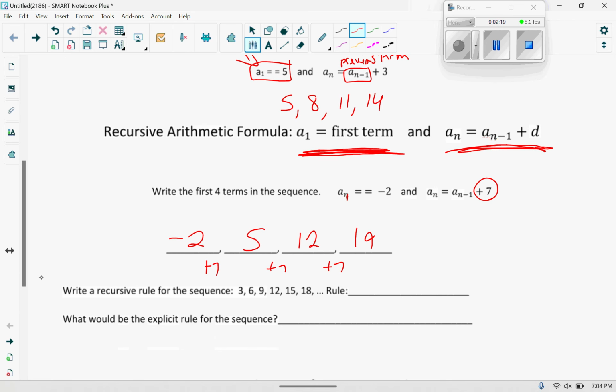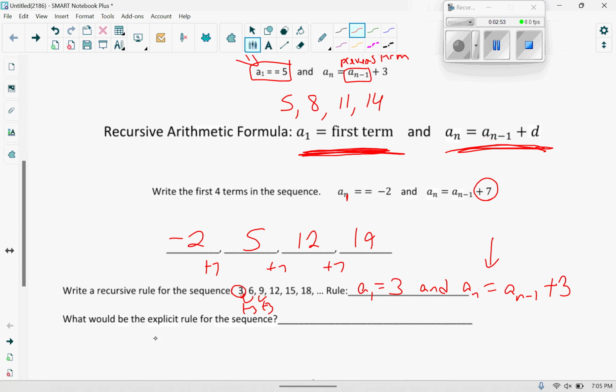Okay, write a recursive rule for the sequence. Let's go backwards. I'm going to say a sub 1 equals, and then I'm going to tell them what that first term is. So a sub 1 equals 3, and a sub n equals a sub n minus 1. Every single time it's going to look like that. And then you're going to have either plus or minus, and then your pattern. Notice I'm adding 3 to everything, so plus 3.